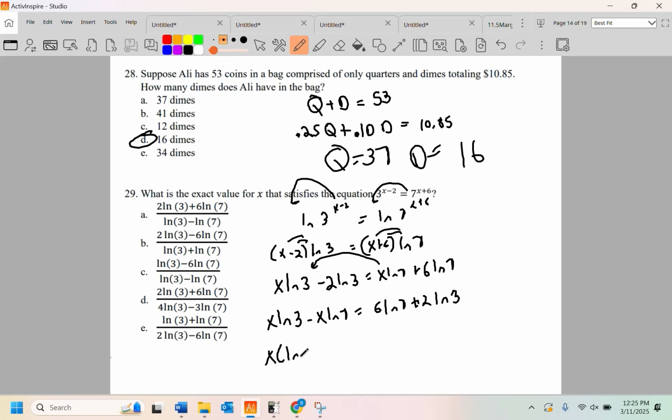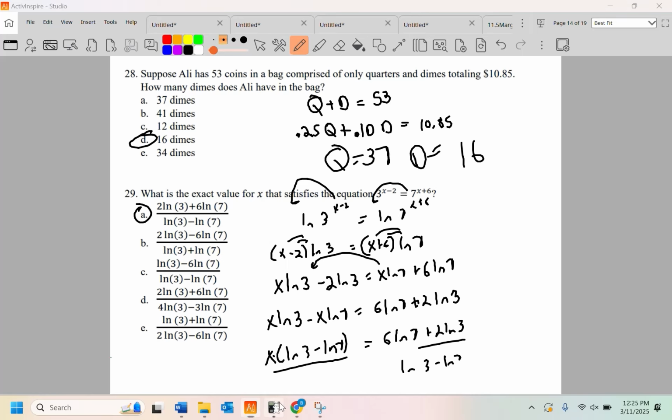Both these pieces contain an x. It can be pulled out. And the opposite of multiplication shall be division. So I divide both sides by the natural log of 3 minus the natural log of 7. So I'm looking for that answer. It's that guy right there. They've got the order a little bit different than I have it written, but it's the same thing.